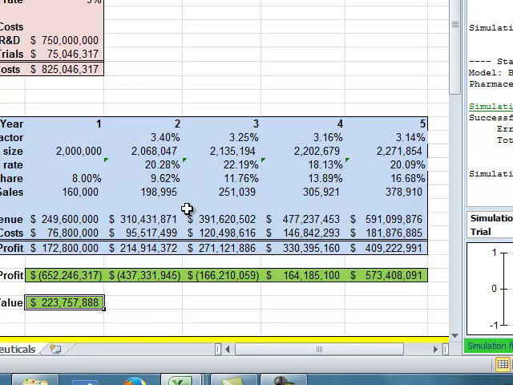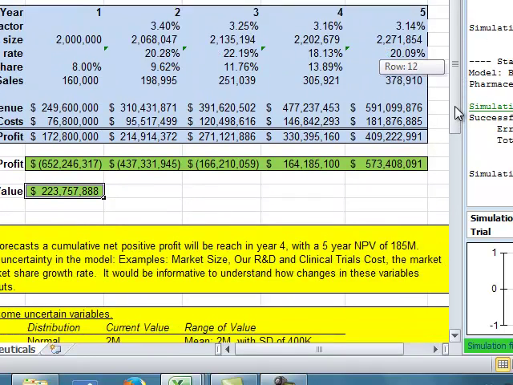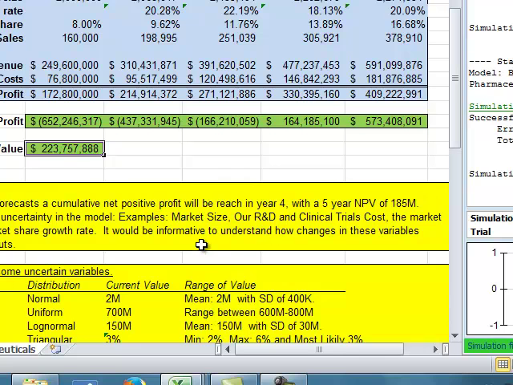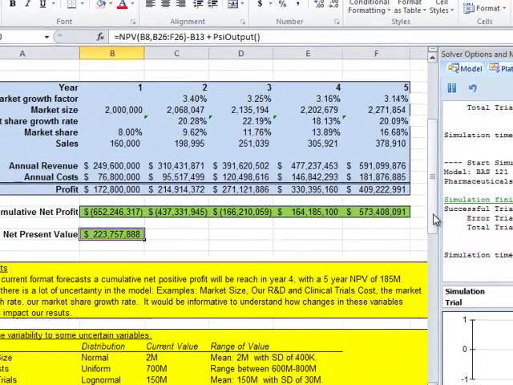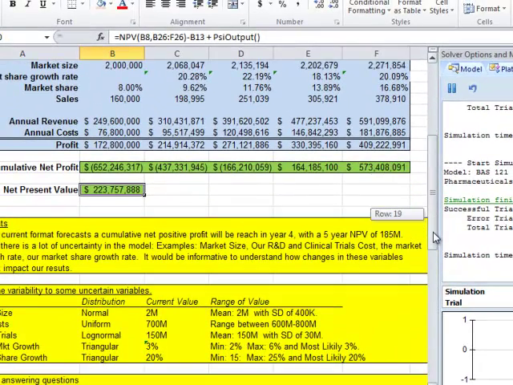But what if the boss said, there's an awful lot of uncertainty in this model. There's uncertainty around the market size. There's uncertainty around our R&D costs. There's uncertainty around the market share growth rate. So to understand these better, we can take our model and we can add some uncertainty to them.